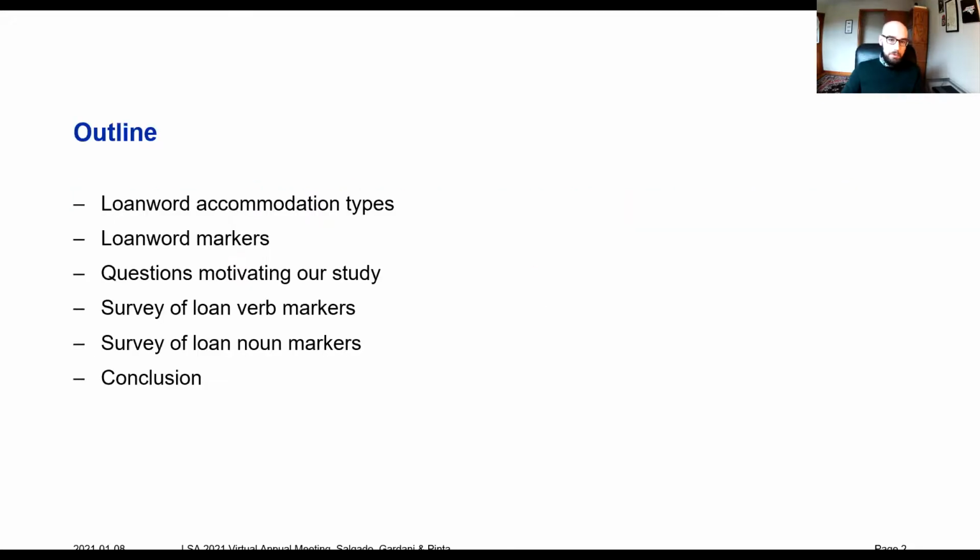Here is a little outline of what we'll be looking at in this talk. We're going to do an overview of loanword accommodation types generally, and then focus in on loanword markers specifically, because that's what we're interested in here. We'll look at the questions that were motivating our study and the goals of what we're trying to accomplish today. We'll then move on to a brief survey of loan verb markers and loan noun markers, and then we'll wrap up at the end.